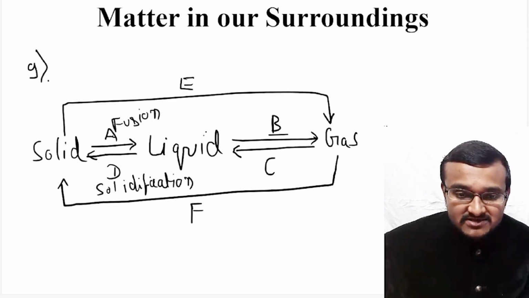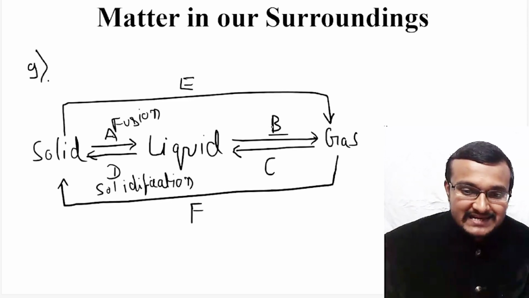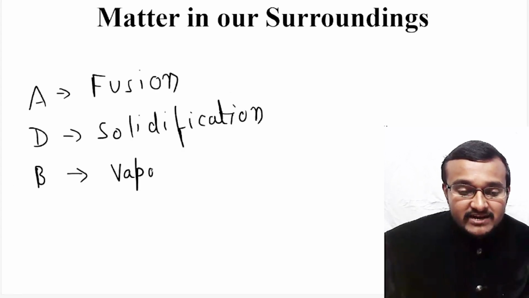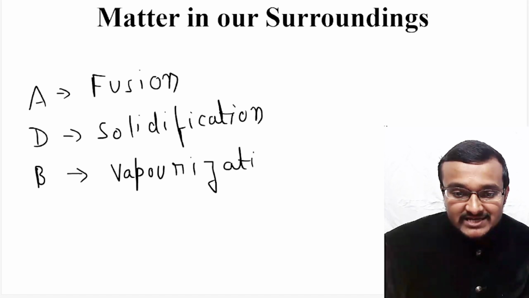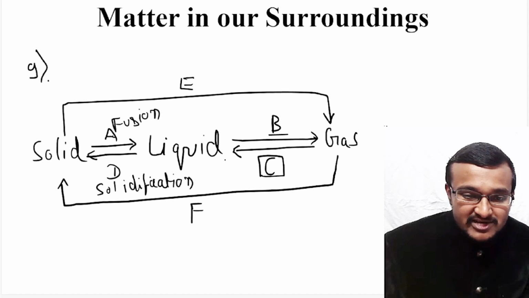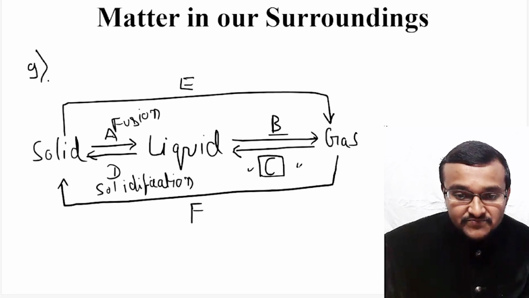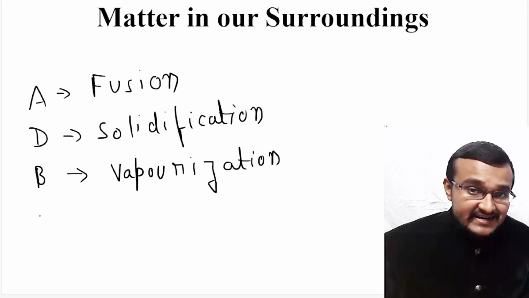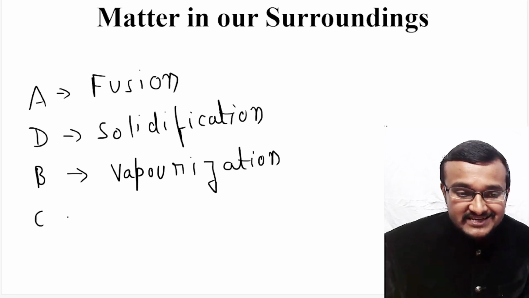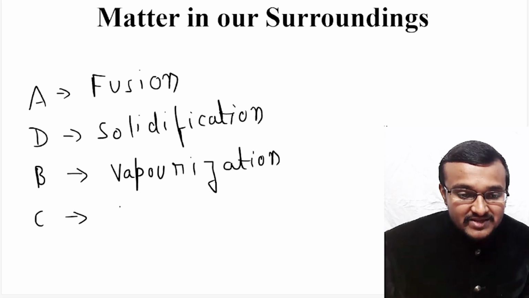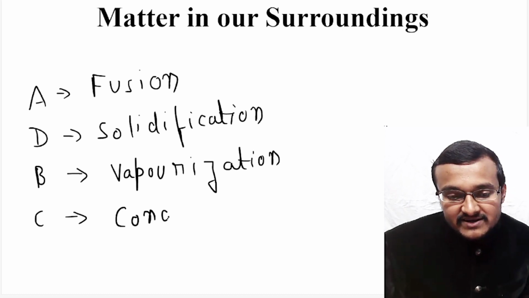Coming to the next step, that is liquid converting into gas, that is named as B. So that is vaporization. Whenever liquid converts into gaseous state, that process is known as vaporization. Here the pathway where gaseous molecules convert back to liquid is named as C. This process is known as condensation. So the process of gaseous molecules converting back into liquid molecules is known as condensation.